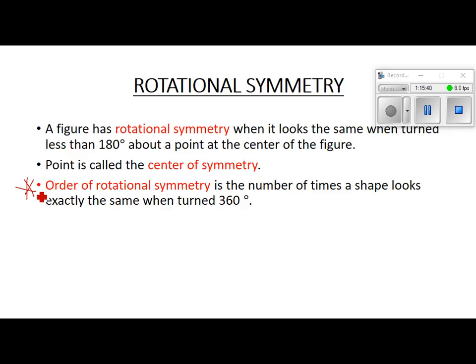So if I had this shape right here, what's its order of rotational symmetry? How many times does it look exactly the same? One. It only looks exactly the same that one time. What's the angle of rotational symmetry? Is it ever going to look the same in a half a turn? No. So it doesn't have any rotational symmetry. All right. So it has no rotational symmetry.